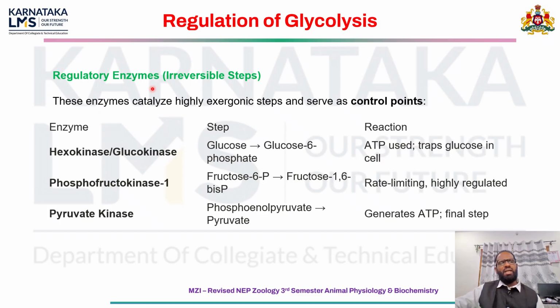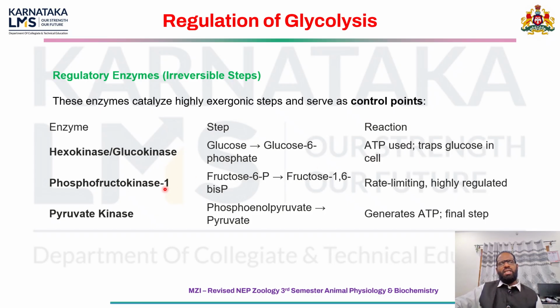Allosteric regulations are there. One is with respect to hexokinase or glucokinase, and these enzymes are responsible for the conversion of glucose into glucose 6-phosphate. Whatever ATP molecule is used, this particular reaction is responsible for trapping the glucose into the cell.